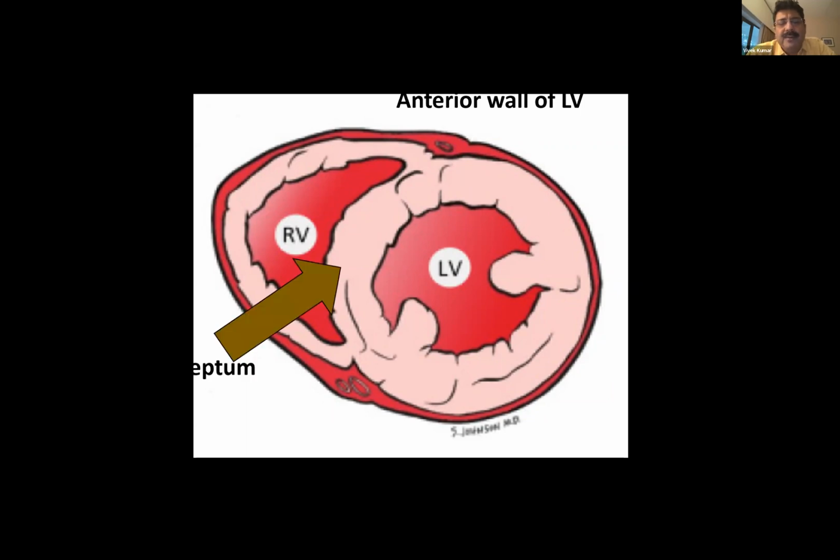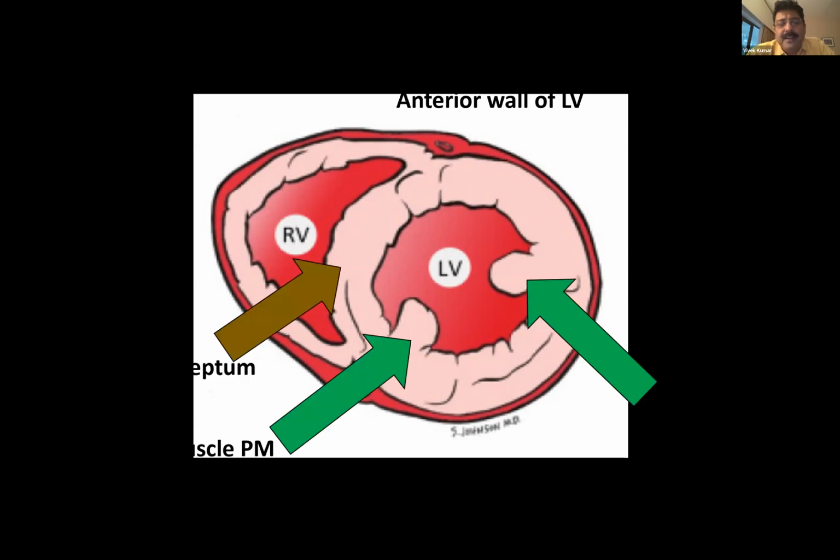This is the interventricular septum. This is the papillary muscle. This is the anterolateral, and this is the posteromedial papillary muscle. And this is how I think things are here. I'm sorry, a part of it got cut out of this slide.